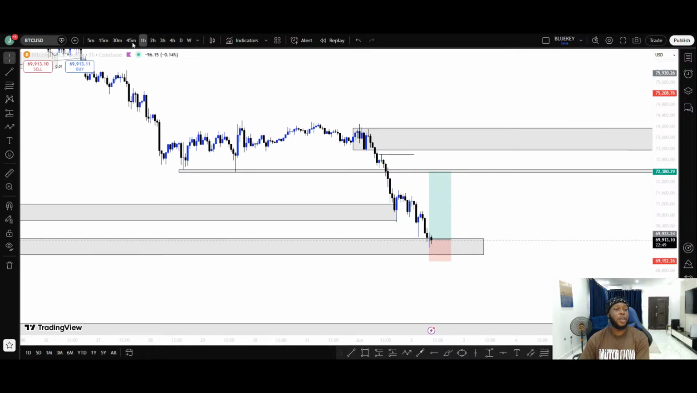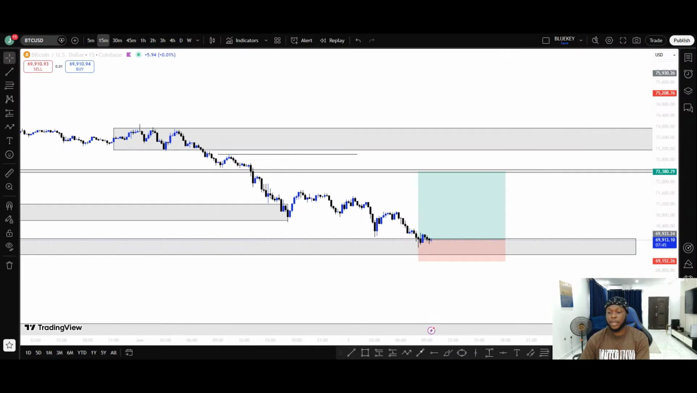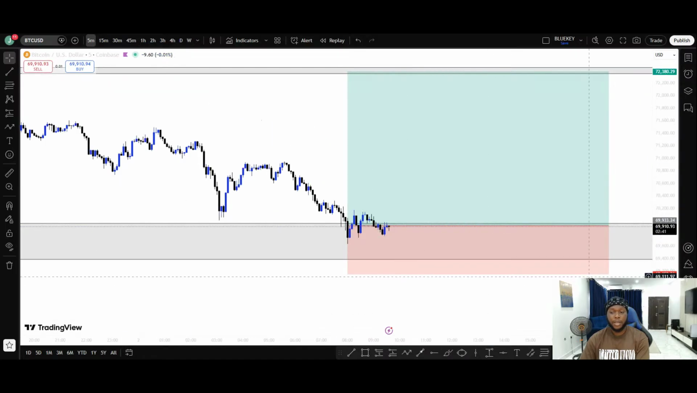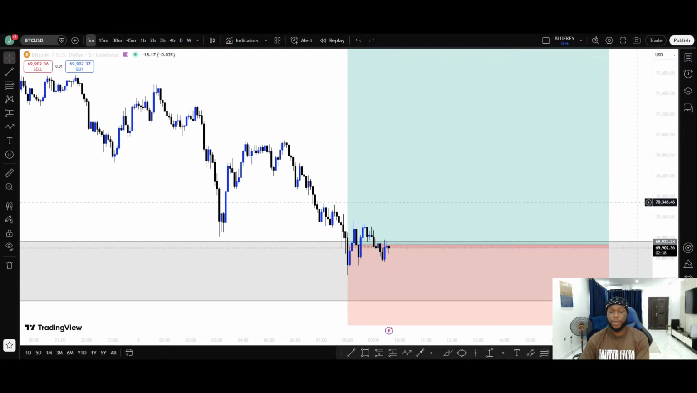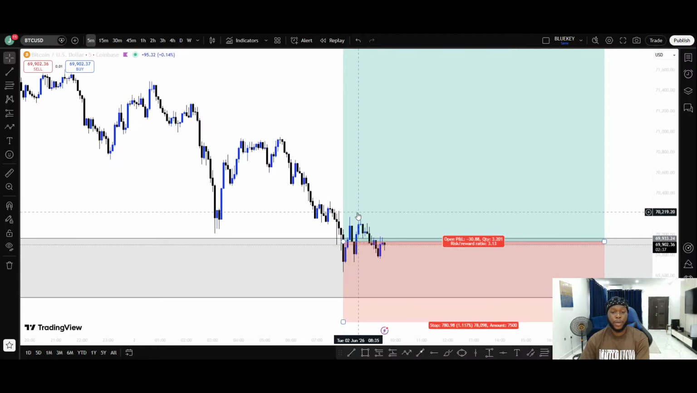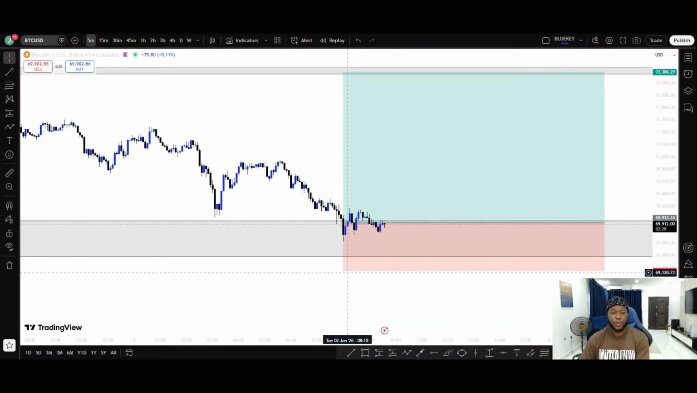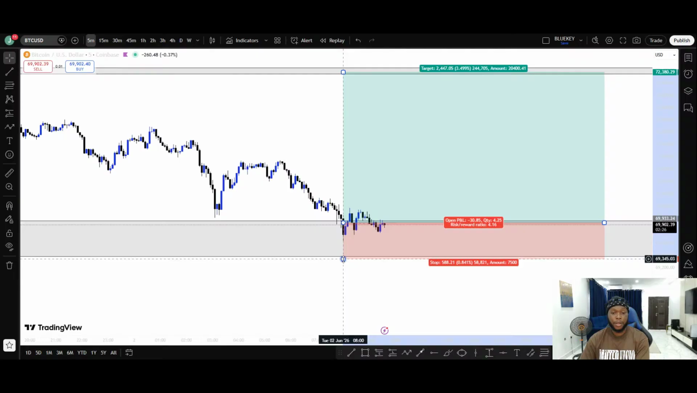This is going to be a good setup for an aggressive entry, right? Now, for a more conservative entry, you would want to wait on probably 15 minutes or even 5 minutes to see a structural shift. A structural shift in the sense that we have this high and this low. You want to see this market break above it, then give you a retracement back into it. So for the aggressive entry, you can also put your stop loss just below here.